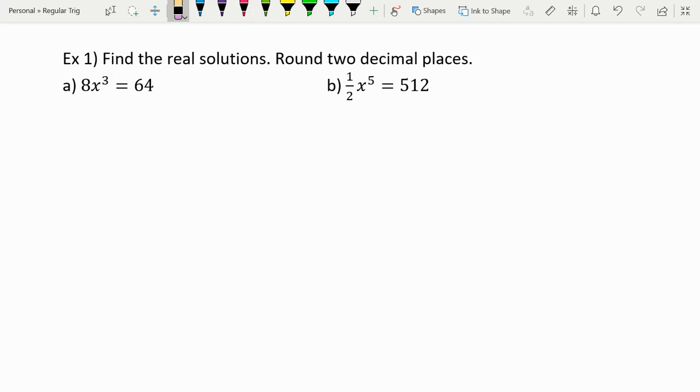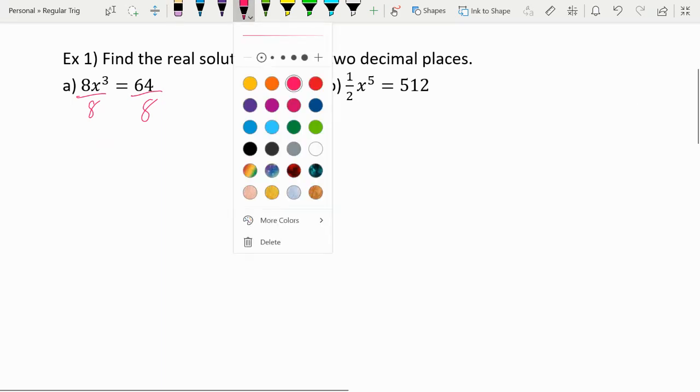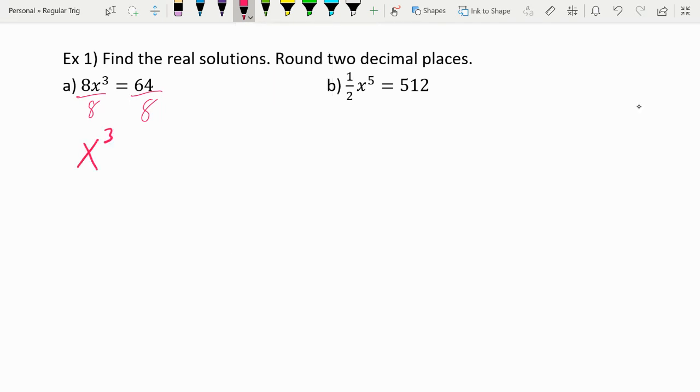So when we solve, we want to get rid of everything that's not being raised to an exponent. In this case, I'm going to divide both sides by 8. So I'm left with x to the third is equal to 64 divided by 8, which gives me 8. Now, I need to be able to get rid of that third power.